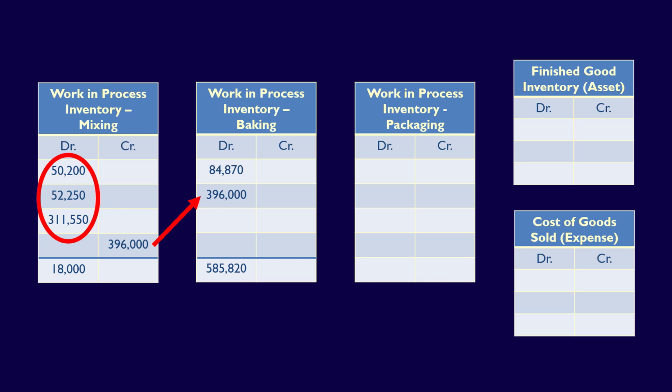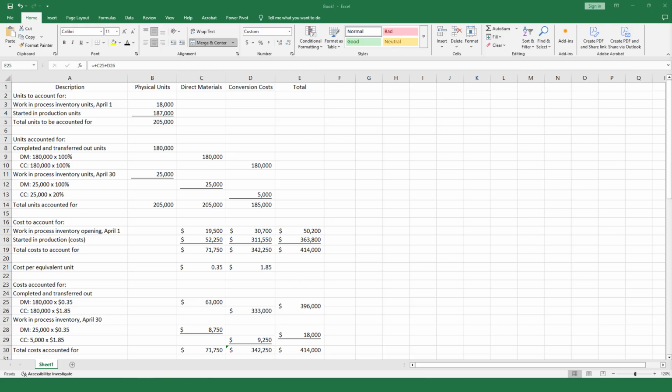Notice that the past entries to the work-in-process inventory mixing account match our process costing report. Opening costs of $50,200 at April 1st, additional costs in April of $52,250 for direct materials, and $311,550 for conversion costs. In addition, the ending balance in the work-in-process inventory mixing matches to the process costing report. $18,000 is left in this account for the 25,000 physical units which are incomplete at the end of the period, April 30th. That's it for the process costing report for the mixing department.